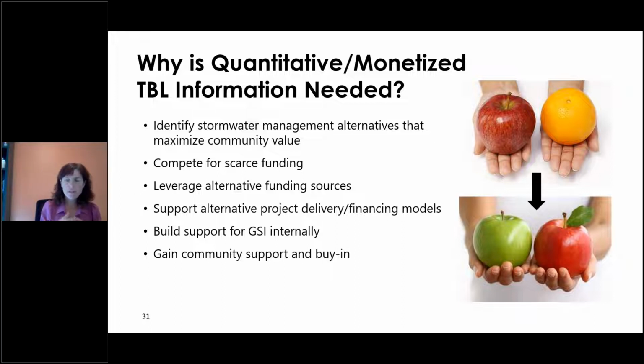As an economist, from my perspective, being able to monetize these benefits allows you to compare costs to benefits on an apples-to-apples basis, rather than having a checklist of benefits or a 1 to 5 ranking. With that information, as I alluded to in my last slide, you can identify alternatives that provide the most value to your community. But as the other speakers have alluded to, it can also open up a lot of other opportunities in terms of co-funding or competing for scarce funding.